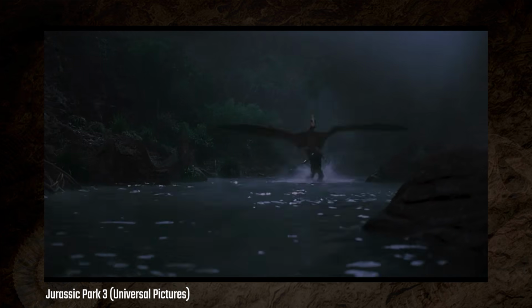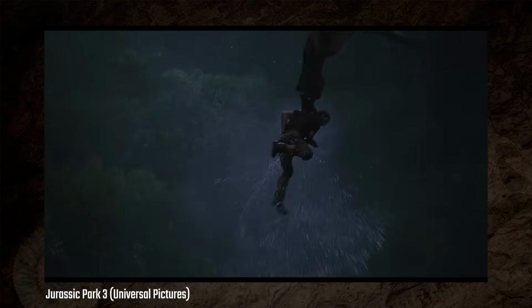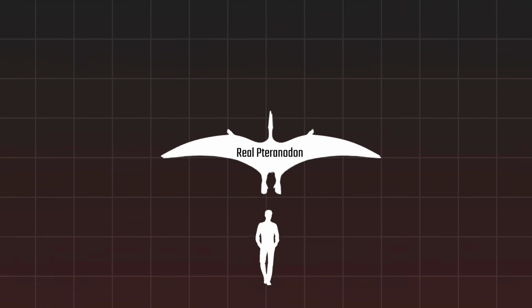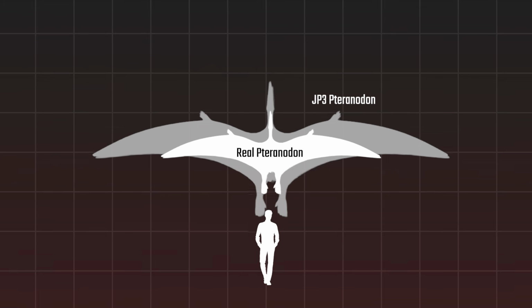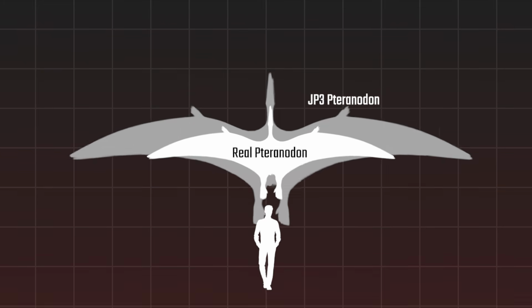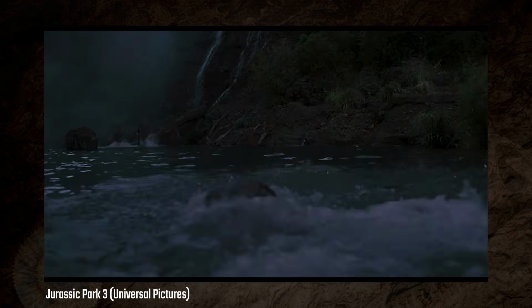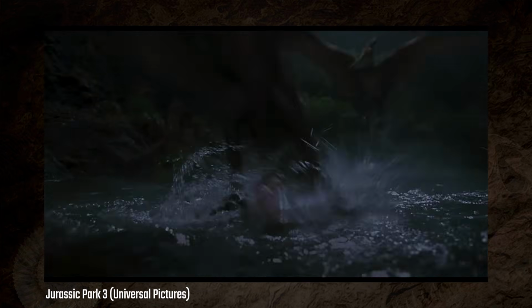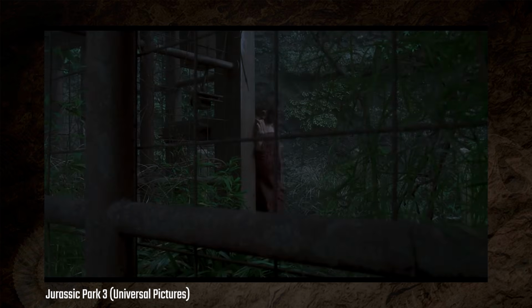Fourth, the wingspan and carrying capacity is wildly exaggerated. A real male Pteranodon had a wingspan of around 5 to 6 meters, which is impressive, but the aerodynamics and muscle mass required to actually lift and carry a full-grown adult human just simply isn't there. Now, I'm aware that kind of fits into the second point, but I thought it was worth its own.